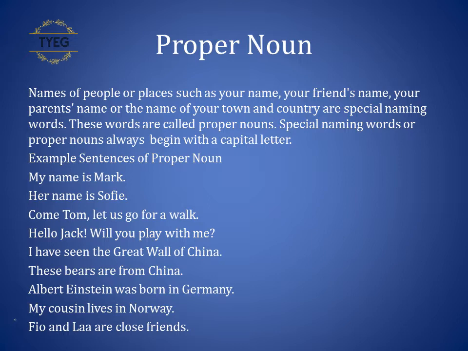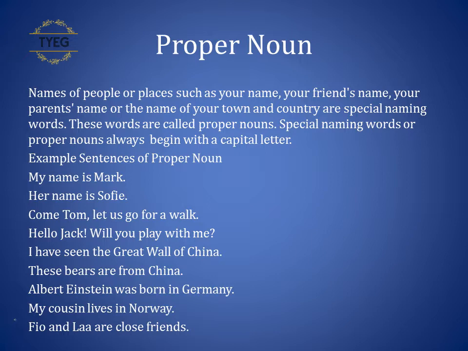Names of people or places, such as your name, your friend's name, your parent's name, or the name of your town and country, are special naming words. These words are called proper nouns. Special naming words or proper nouns always begin with a capital letter.